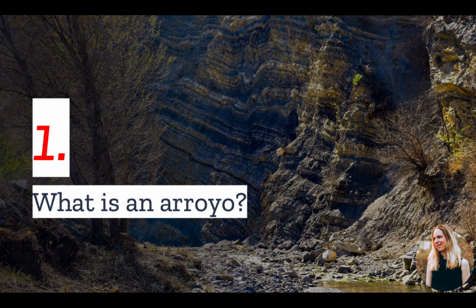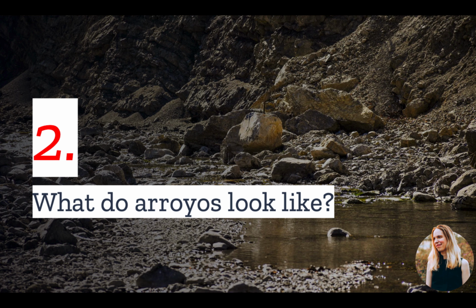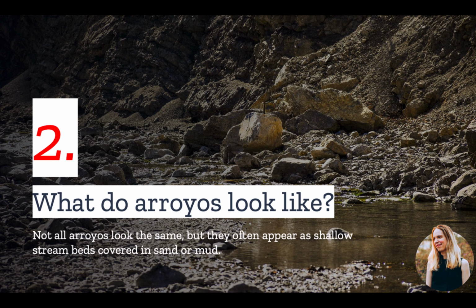Number 1. What is an arroyo? An arroyo is a walled, flat-floored stream channel that forms in fine, cohesive, and easily eroded material. These channels are most often found in the southwest. They are dry most of the year but fill with water during the rainy or flood season. Number 2. What do arroyos look like? Not all arroyos are the same, but they often appear as shallow stream beds covered in sand or mud. They may also be dried with cracks on the surface.